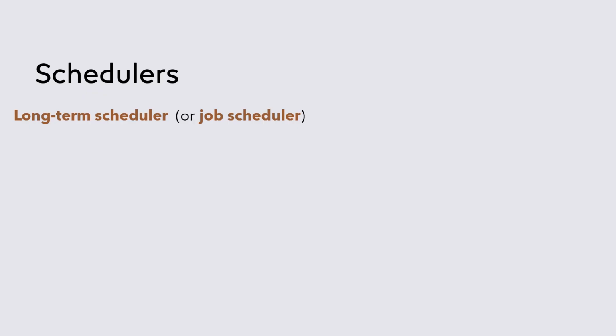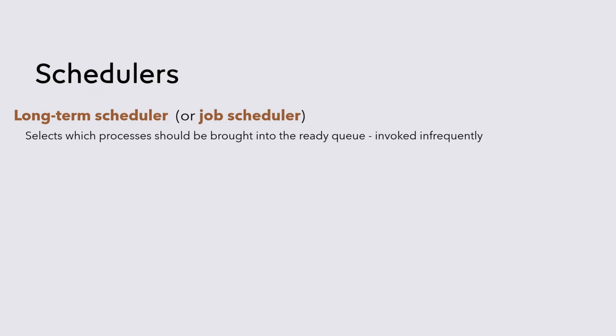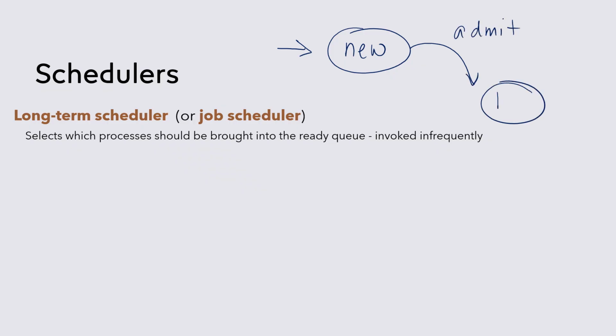The first one is the long-term scheduler, or the job scheduler. If a process is new, it needs to be admitted into the system and put into the ready queue. That's the job of the long-term scheduler. As soon as a process becomes active in the system, this unit of your operating system is going to admit it. Maybe it can't be admitted. Maybe you have too many active processes, and processes are going to have to wait.